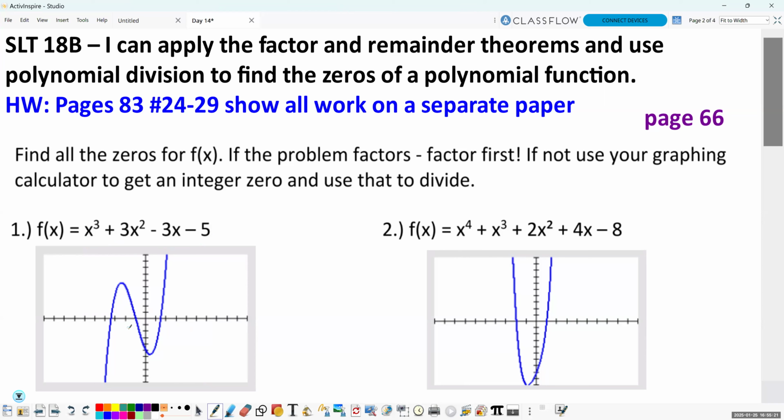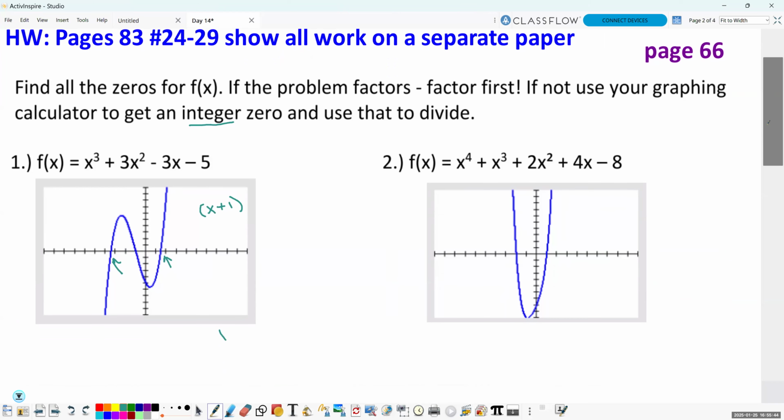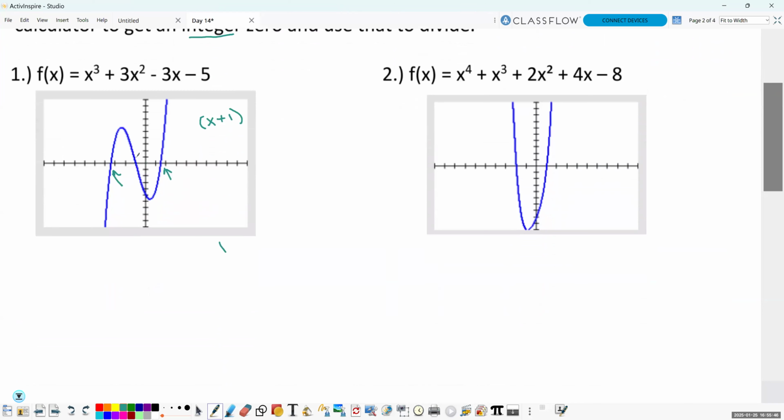But only one of my zeros is an integer zero. That integer zero occurs here at -1. So I'm going to divide out a factor of x plus 1. Now I see a zero here. It might be 1.5, I don't know. Maybe this is -2 point something. I don't know. I'm sure that the one in the middle here is -1. So I said I would do the box method because we did it before.